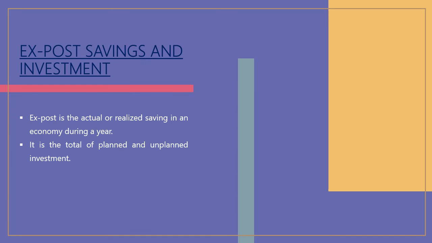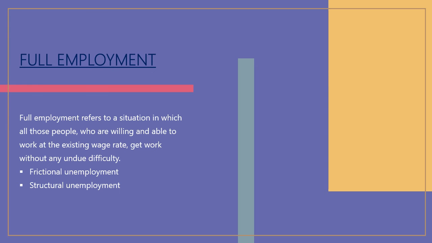What is next is ex post savings, and it is the actual or realized value, which is both planned and unplanned. So the actual realized savings in the economy, the total of planned and unplanned investment, the total of planned and unplanned savings, is called ex post. So you should know that this is a total of planned and unplanned. Ex ante is only planned investment or savings.